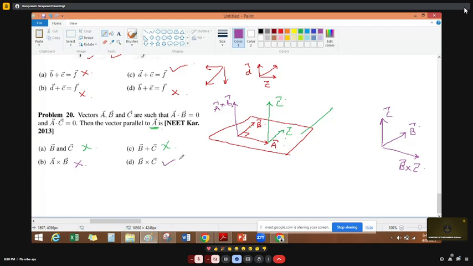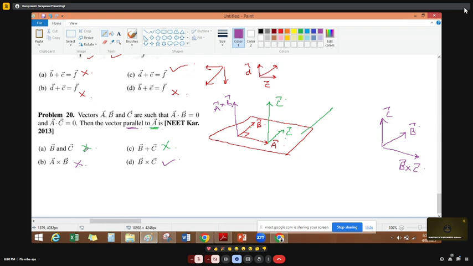Yes, sir, I think it could be like this. Can you think of the other options? Why is it not B and C, sir? Then the vector parallel to A is A and B parallel? Because A dot B is equal to 0, what can you say about A and B? They are perpendicular. Then how can it be parallel? Okay, sir. That means A and B are perpendicular, A and C are perpendicular, so obviously B is not parallel to A, C is not parallel to A, so obviously this is wrong.